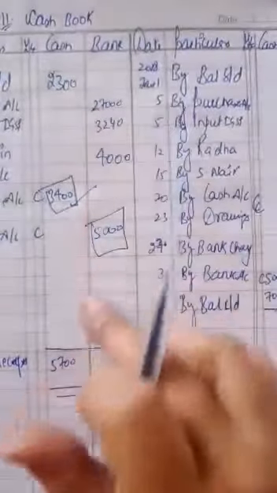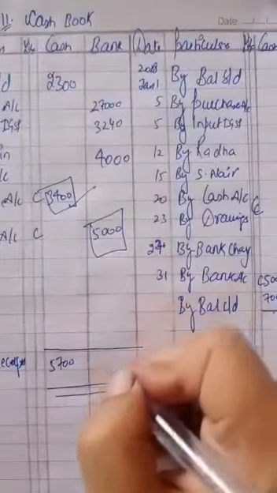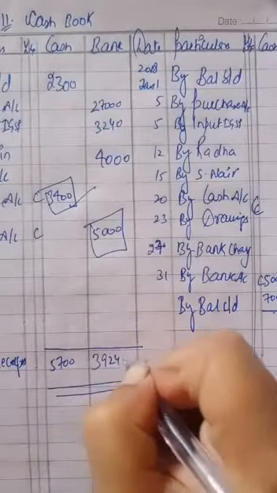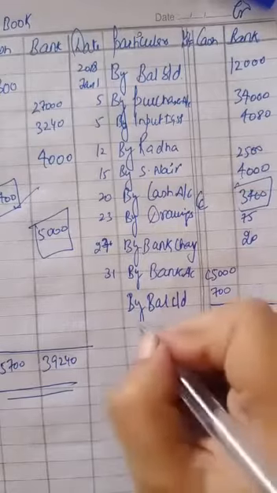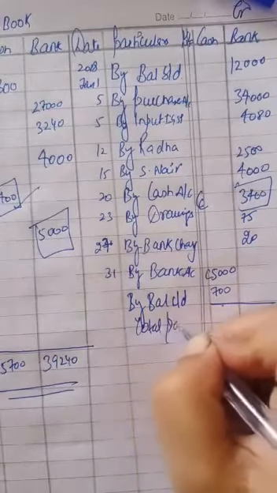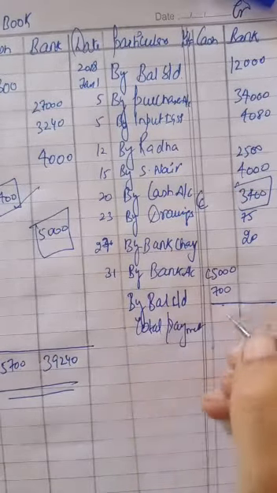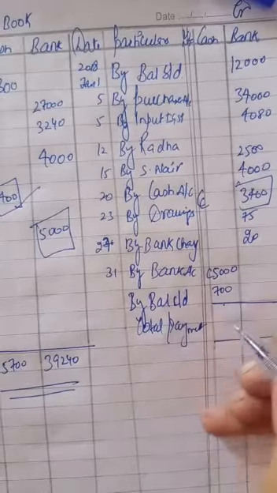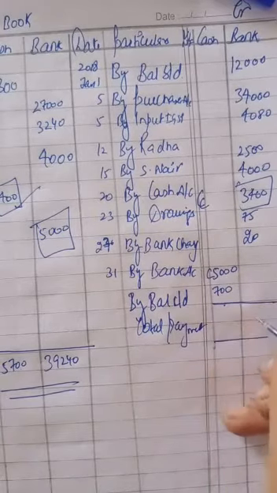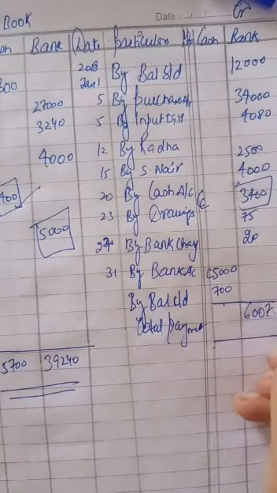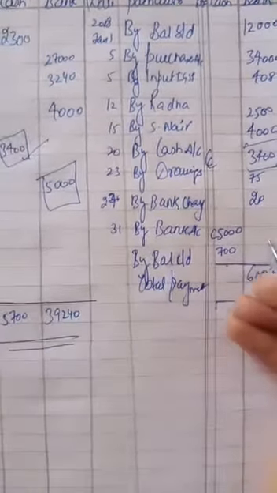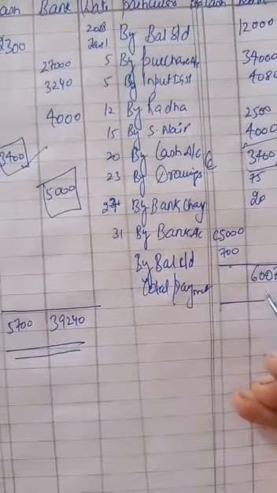Now you can do the total of receipt side of the bank column. Now do the payment side. We have already done the total payments and balance c/d of 700. Total payments of bank will be 60075. Here, the excess of balance is on the payment side.